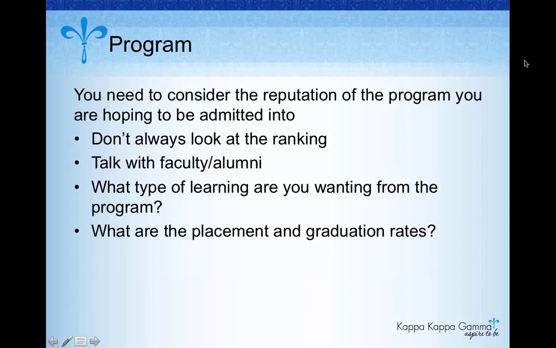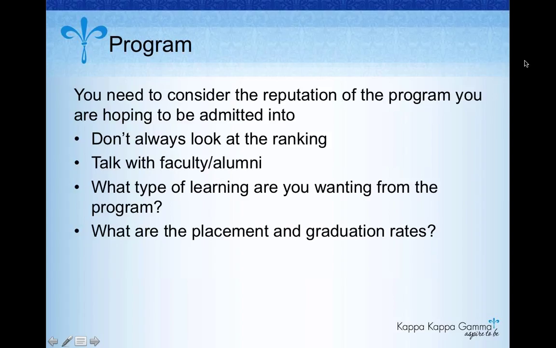Okay. So also when evaluating a program, look at the length of the program. If you're wanting a 12-month program, something that's 3 years is not going to work. You should really evaluate if the program is going to allow you to continue to work and be a part-time student, or if you need to be a full-time student. So those are really important things to consider when you're choosing a graduate program.